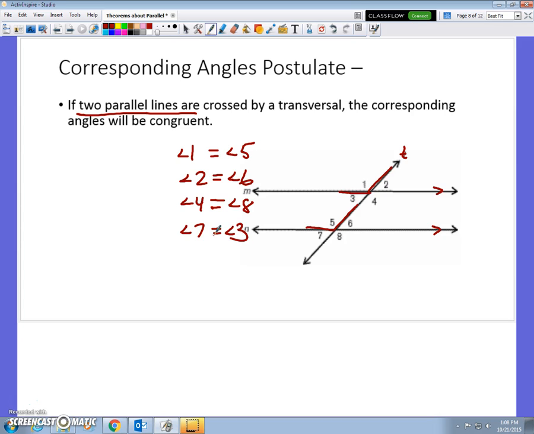If I said that angle 1 is x plus 2, and I knew that angle 5 was 135 degrees, and I said solve for x, I would know that angle 1 is equal to angle 5, so I could write x plus 2 equals 135 and solve for x. Corresponding angles are very useful. I could do the same thing with 4 and 8. So, the corresponding angles postulate: corresponding angles are congruent if a transversal crosses two parallel lines.